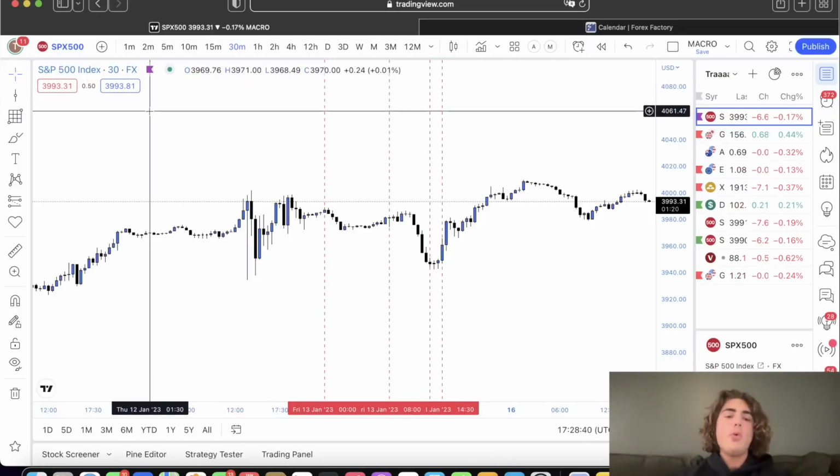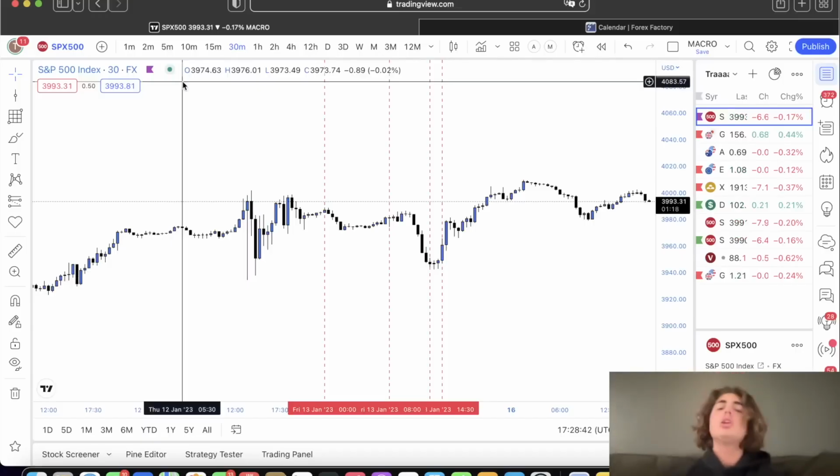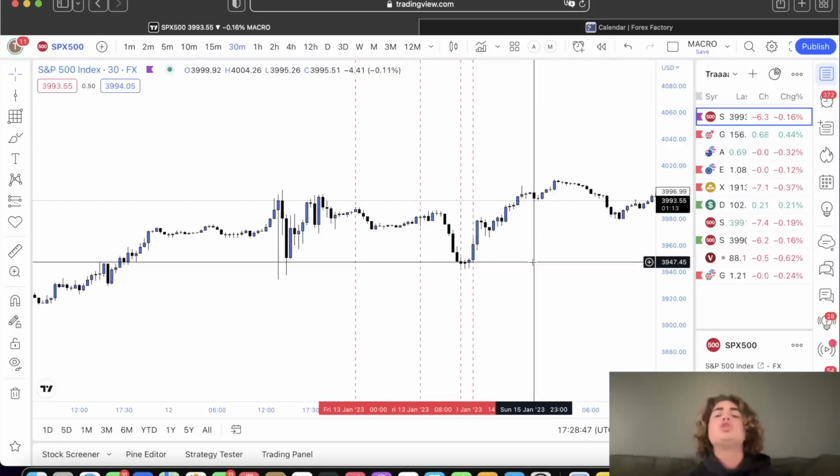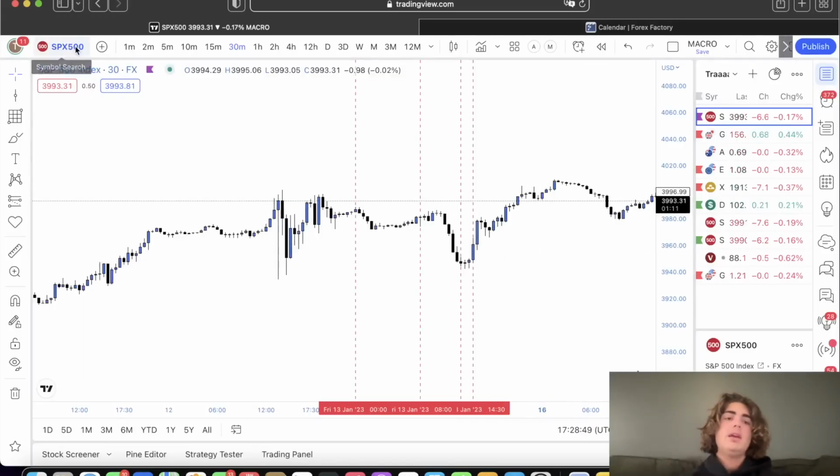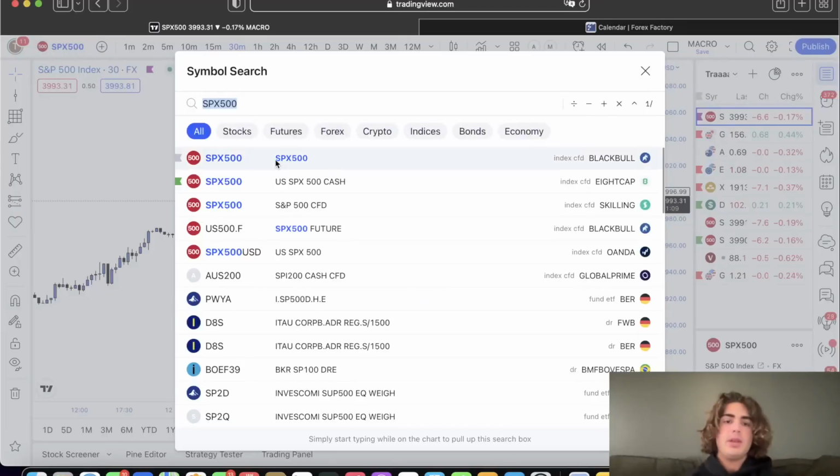And for the people that always ask me about my chart, why does your chart look so clean? Why does your chart look so smooth? Mine has gaps. Where's extended hours? It's a CFD chart.